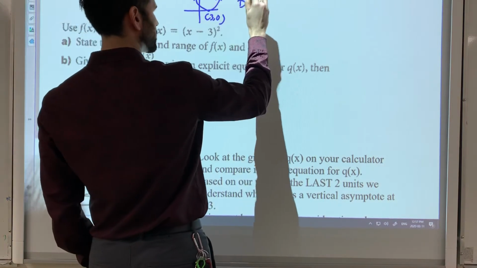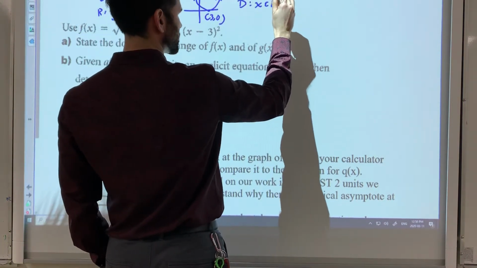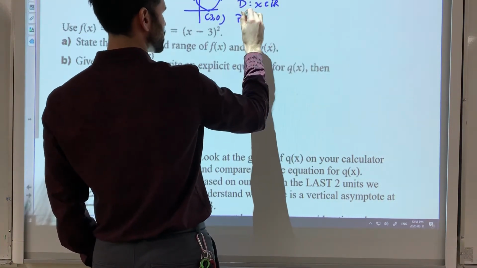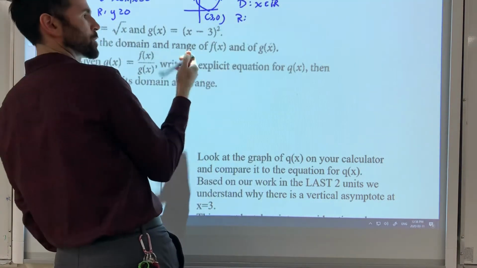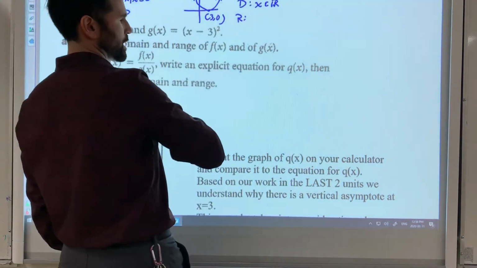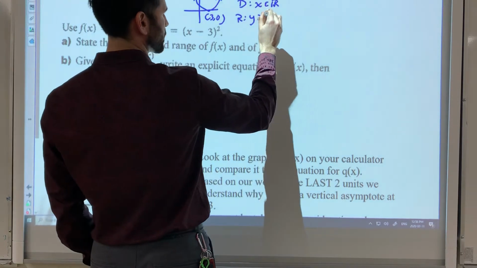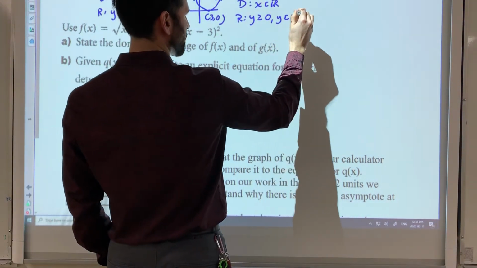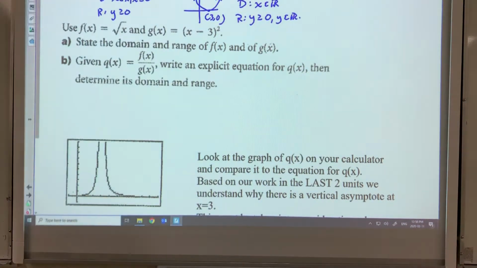As far as domain goes for parabolas, it's always x element of the reals. The range, you need to think about your actual parabola. Now this is opening up, and I know that's my vertex, so it's going to be y greater than or equal to 0, y element of the reals.